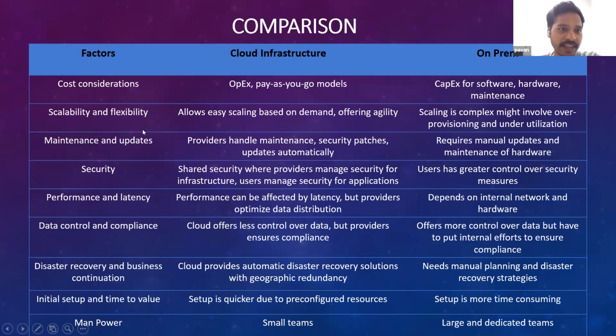And when compared on scalability and flexibility, cloud allows easy scaling based on the demand and it offers agility. As I discussed in the previous slides, when there is a lot of traffic in the application, cloud will auto scale the application and release the traffic, which reduces the latency for the end users. For on-prem, scaling is kind of complex, and involves over-provisioning or underutilization.